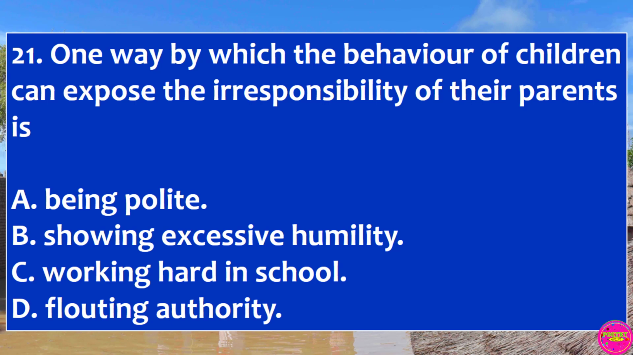Question 21. One way by which the behavior of children can expose the irresponsibility of their parents is A. Being polite. B. Showing excessive humility. C. Working hard in school. D. Flouting authority. The correct answer to this question is D. Flouting authority.